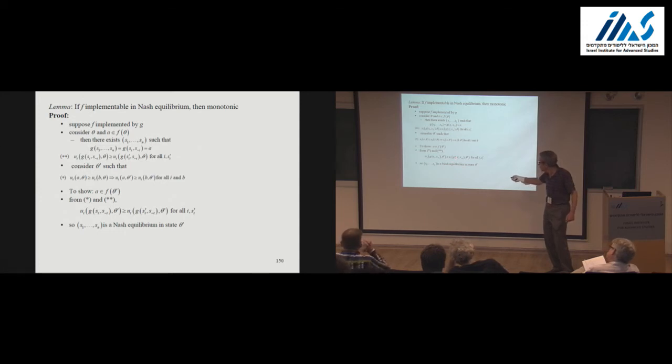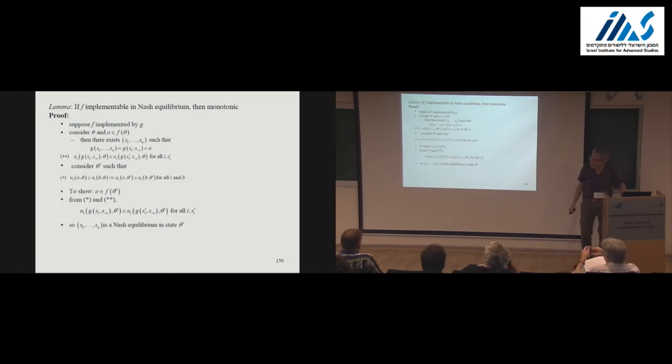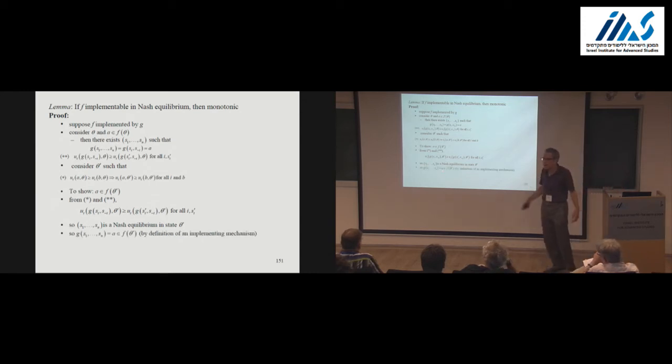So this is a Nash equilibrium in state theta prime, but since it's a Nash equilibrium, the outcome has to be optimal. That, again, by definition of implementability. And that tells us that A must be optimal in state theta prime. And that proves the lemma. Any questions about that?